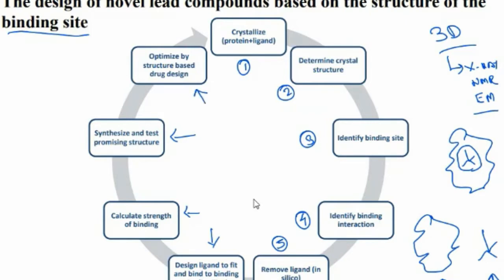Then we have to optimize the structure. If there is a lack of absorption, distribution, metabolism, excretion, or a lack of efficacy, then we have to optimize the structure. So this is the pipeline that is followed for de novo drug design. Is that understandable?